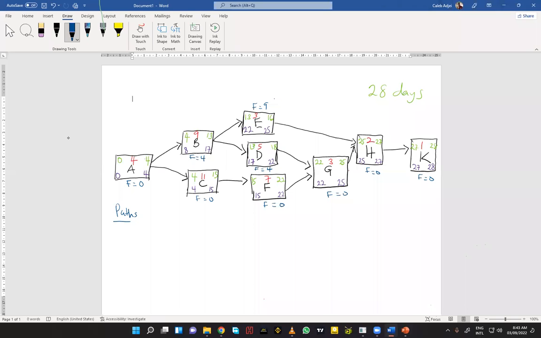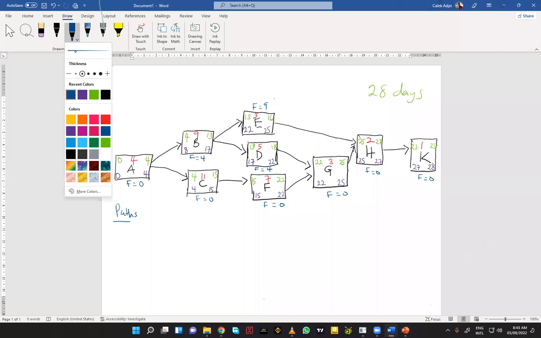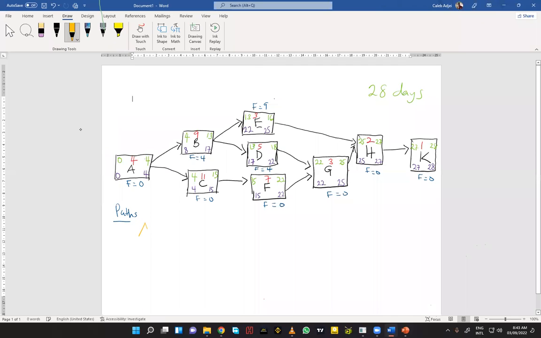So please. So let's look at the various paths. I'm going to use a different color to indicate the path. So we have A, we can go through this path here. Let me use a marker. So we have A, B, E, H, K. We have A, B, D, J, H, K. We have A, B, no, we have A, C, F, G, H, K.